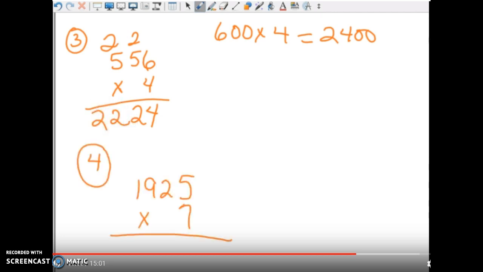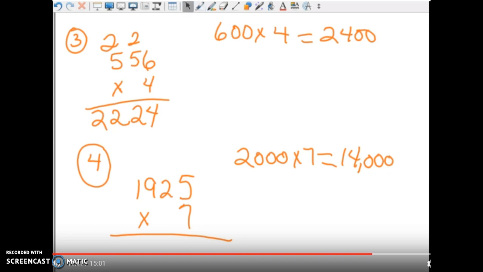We're going to do the same thing with number 4. So we're going to estimate. What does 1,925 round to for our estimate? 2,000. And we're going to multiply 2,000 times 7. So 2 times 7 is 14 with our other 3 zeros. So go ahead and stop your recording and do number 4, and then come back and check it.